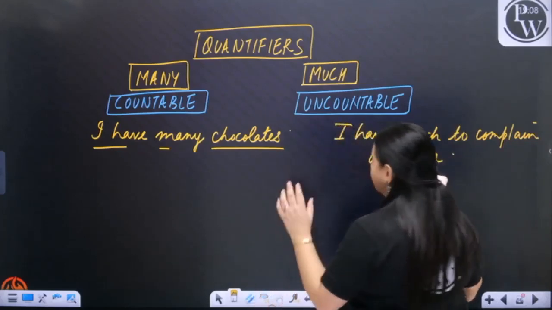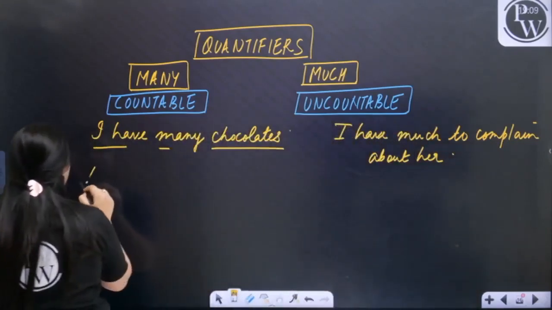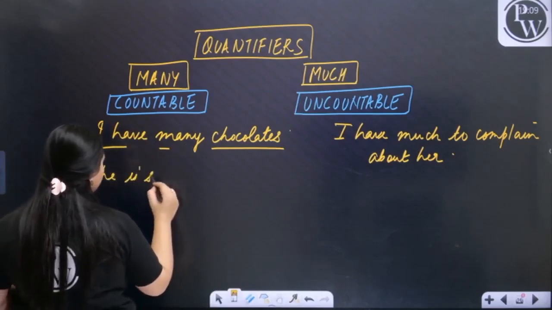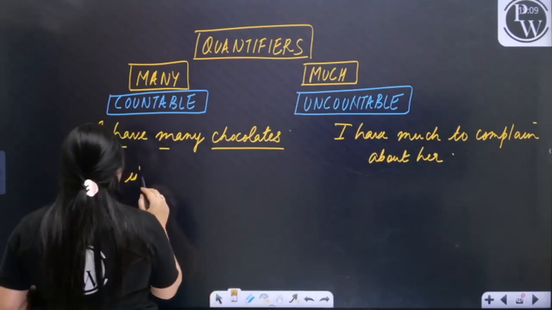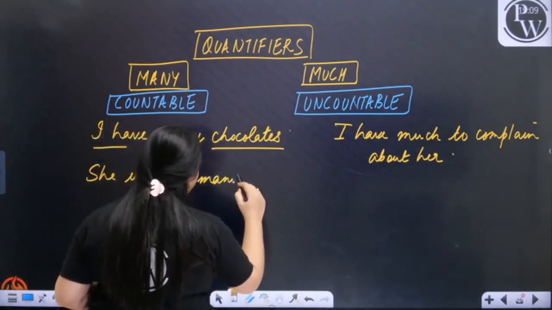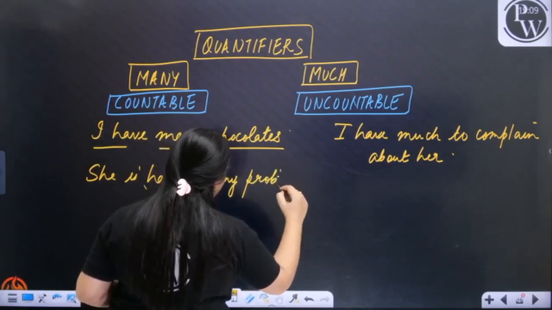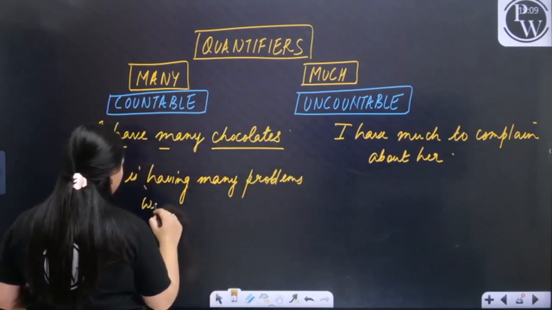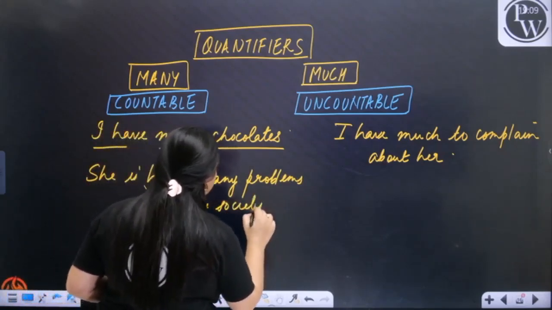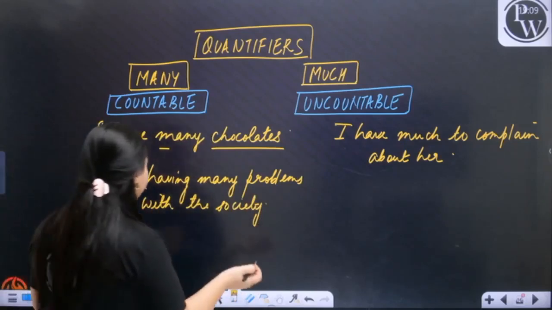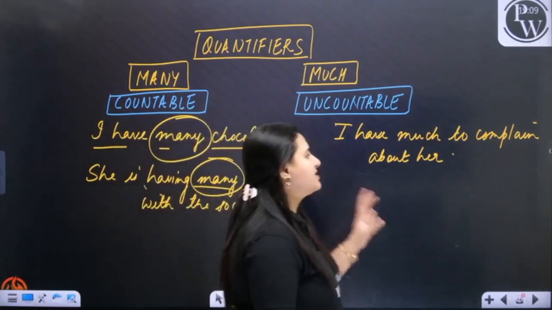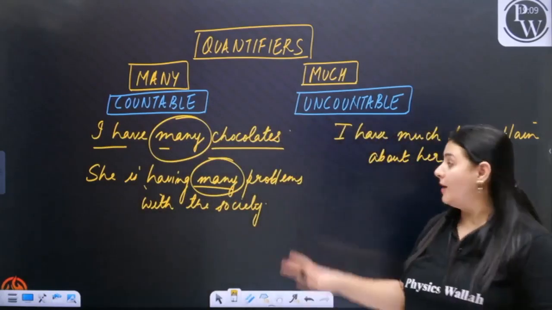We could have used a better sentence with many. She is having many problems with the society. She has many problems with the society. Now, these problems can be counted. That is why we have used many with it. But there is much to complain.